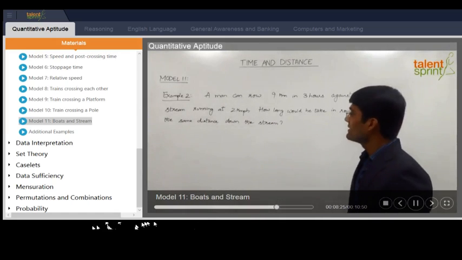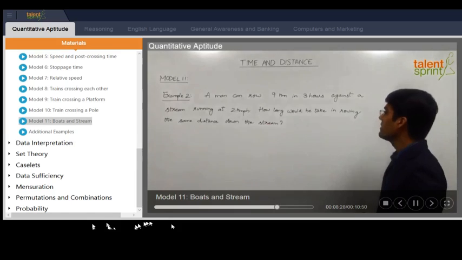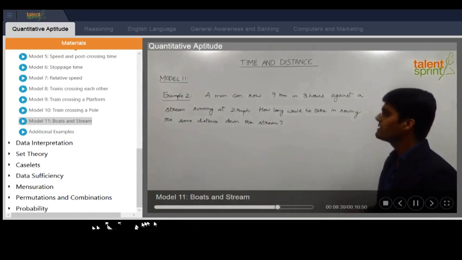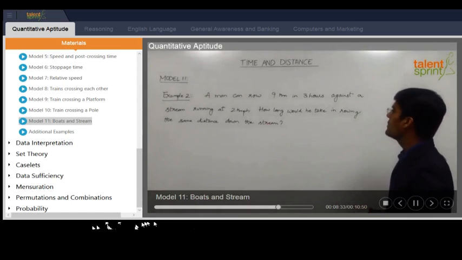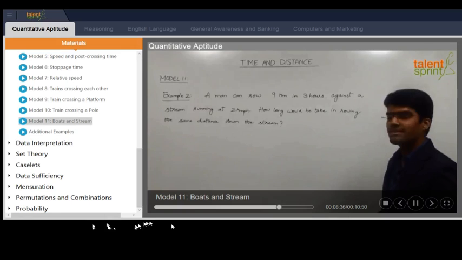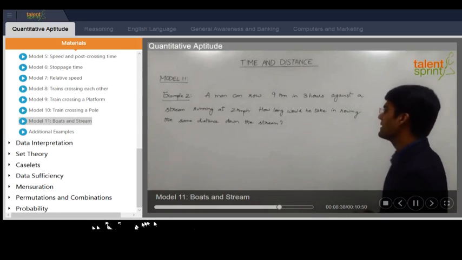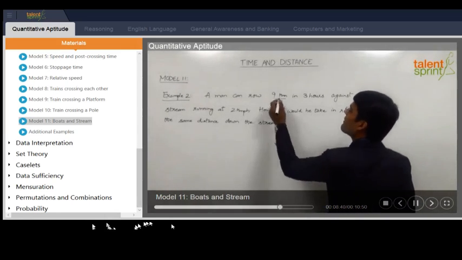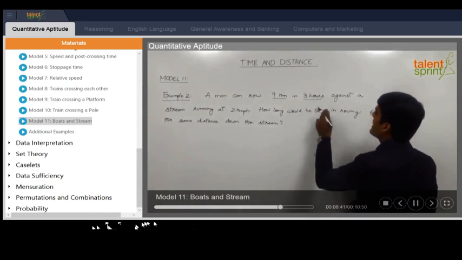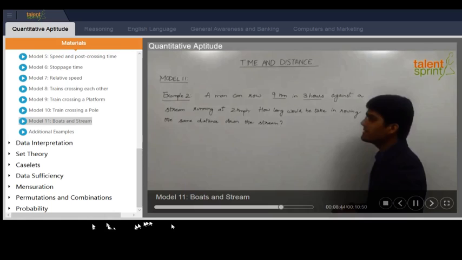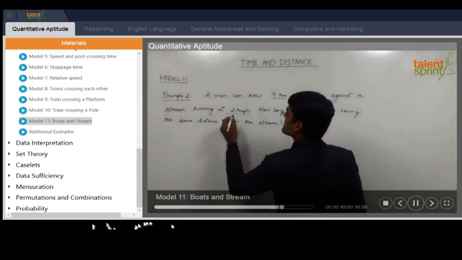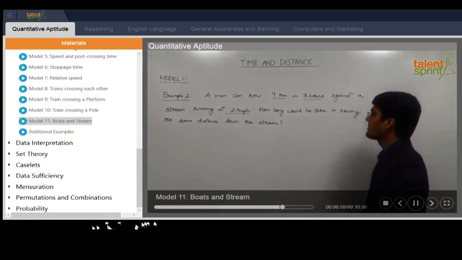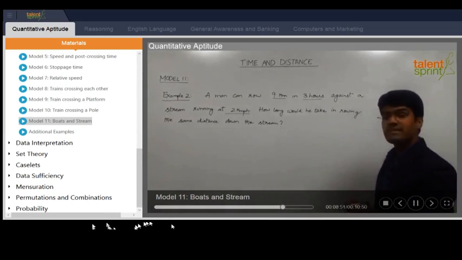The question here is, a man can row 9 kilometers in 3 hours against a stream running at 2 kilometers per hour. How long would he take in rowing the same distance down the stream? As given in the question, the distance covered by the man is 9 kilometers in 3 hours against a stream. That means he covered this distance upstream and the stream is running at the speed of 2 kilometers per hour. How long would he take in rowing the same distance?